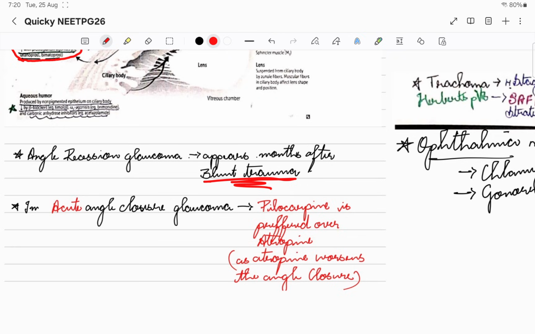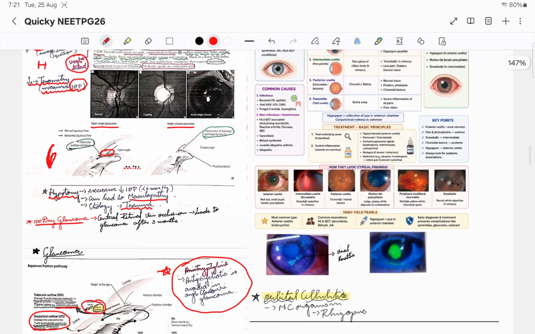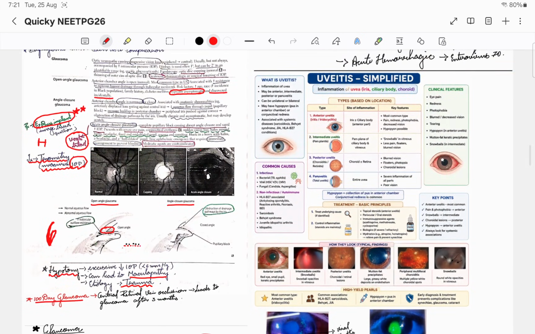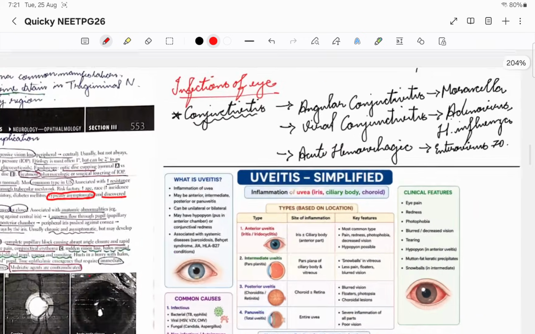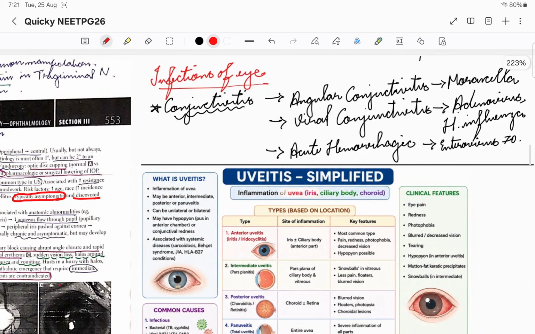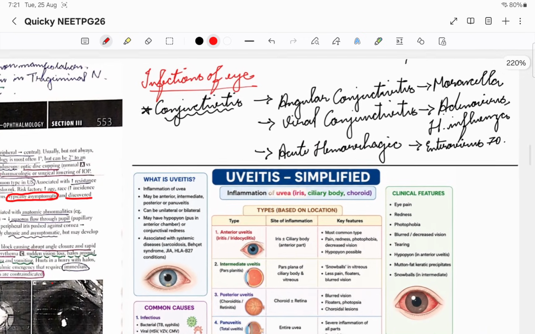With respect to the preference of drugs in the management of glaucoma, pilocarpine is preferred over atropine. Please remember this. Atropine worsens angle closure glaucoma, so pilocarpine is preferred over atropine. That is all and everything you need to know with respect to glaucoma. Cataract is done, glaucoma is done. Only the important points are very important here with respect to ophthalmology.